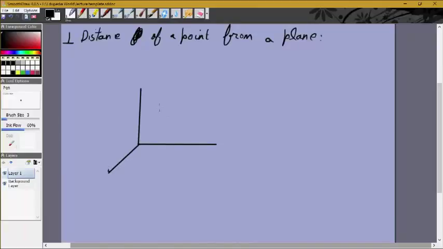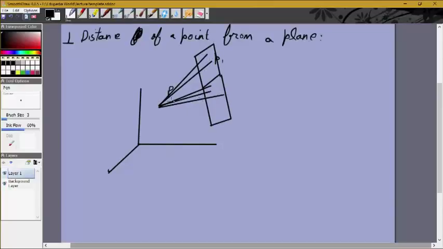So let's say this is a point which we have, point P, and then we have a plane like this, plane let's say P1. So this point P can have many vectors at different points in the plane, but one of them will be perpendicular to the plane, which means for one of them this line will be the same as the normal vector to the plane. That is what we need to find out, and eventually the perpendicular distance.